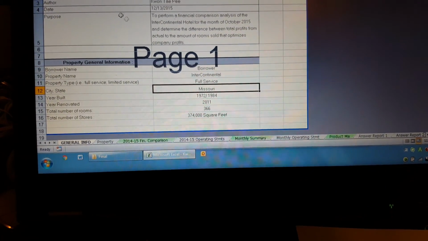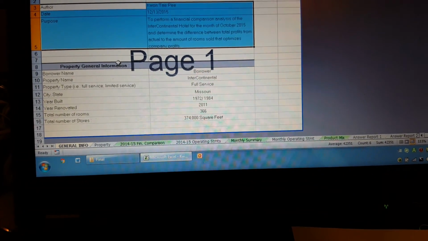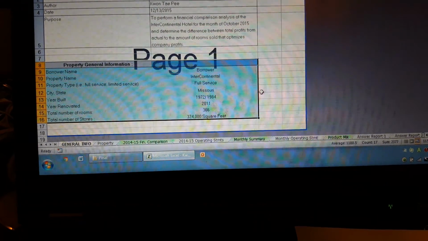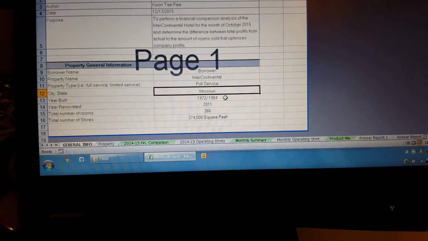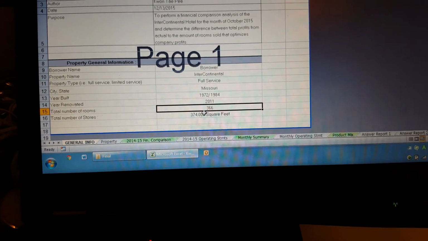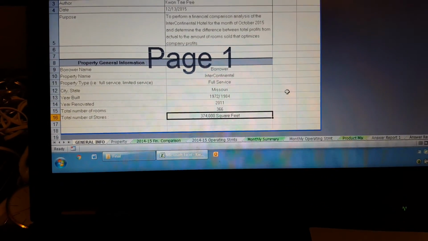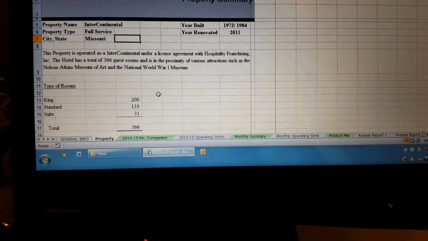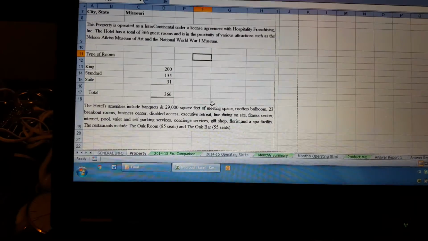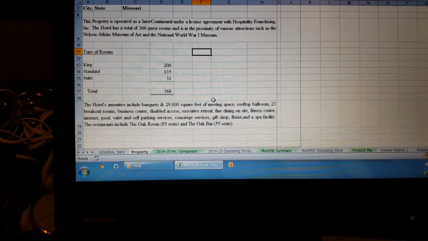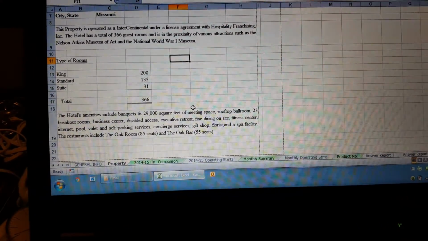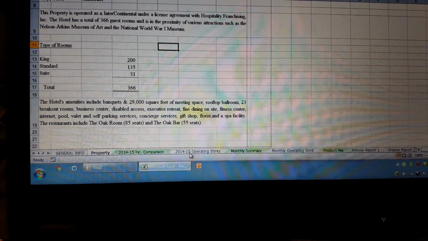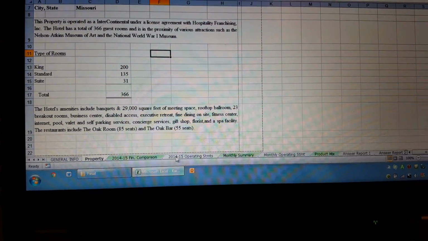As you can see in general info, similar to our assignments, I gave a little general property information about the hotel: location, the year, the number of rooms, and the area. The property tab also provides a brief outline about the property and its amenities. A financial comparison summary is shown in the tab 2014-2015 Financial Comparison.